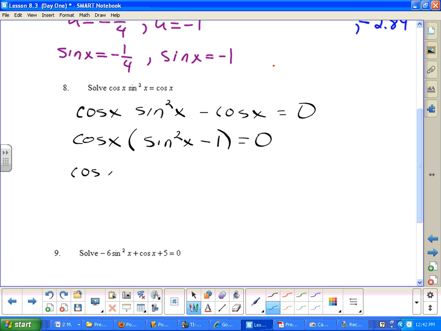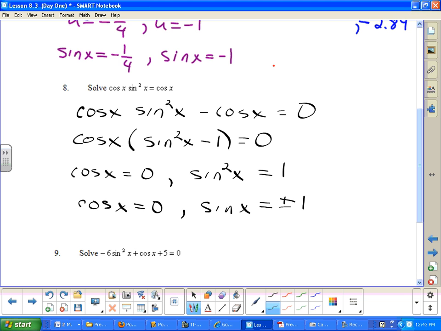So cosine of x equals 0, and sine squared x equals 1. So we still have cosine equals 0, and sine equals what? How do I get rid of that squared? Take the square root. What's the square root of 1? No, it's not. It's plus or minus 1. Okay?